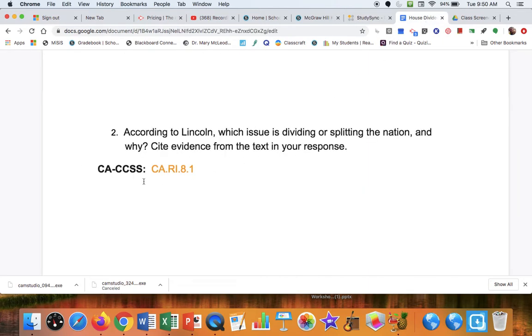According to Lincoln, which issue is dividing or splitting the nation? So according to RACES, we have to restate the prompt. According to Lincoln, the issue that is dividing the nation is slavery. Dividing the nation is slavery.